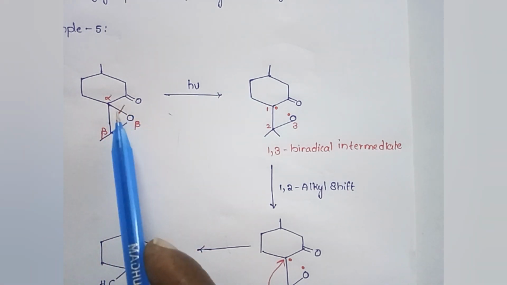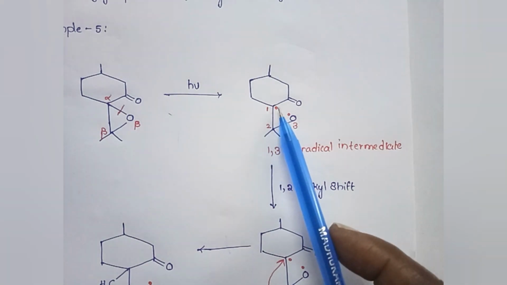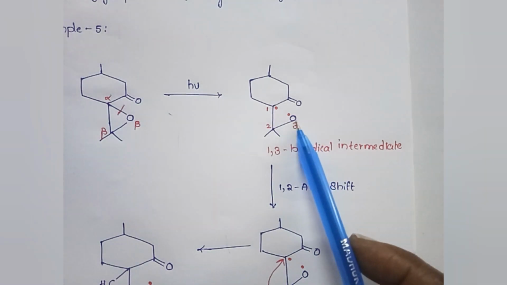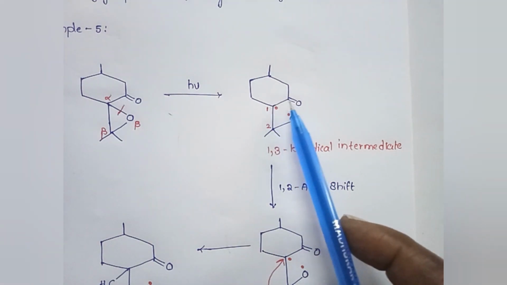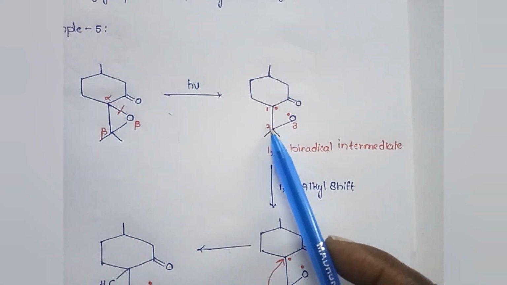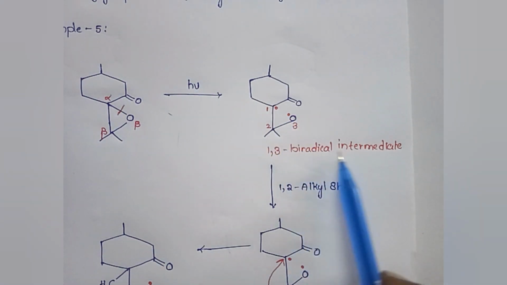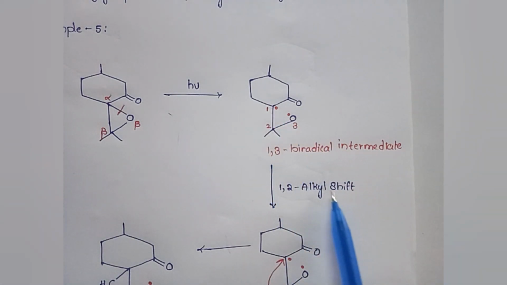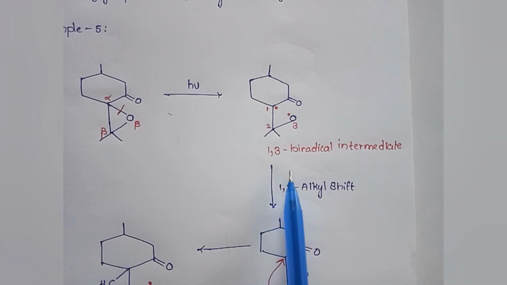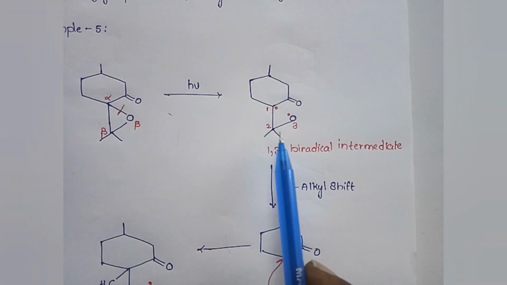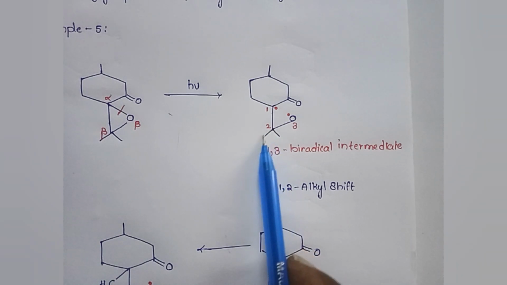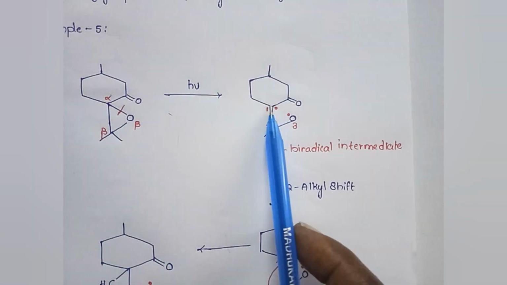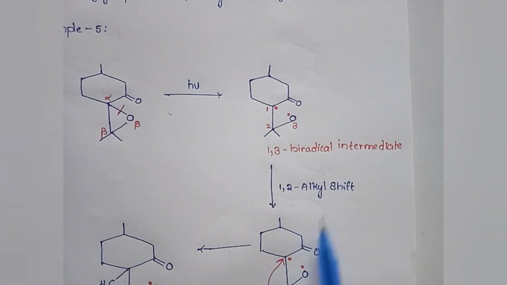So this bond will cleave to give us two radicals: one radical on this alpha carbon atom, and one radical on this oxygen atom. As a result we get 1, 2, 3, that is, a 1,3 biradical intermediate is formed. So this is the 1,3 biradical intermediate. Then in the secondary process, a 1,2 alkyl shift occurs. There is an alkyl group, that is a methyl group, on this second carbon atom. This will shift to the first carbon atom. This is called the 1,2 alkyl shift.